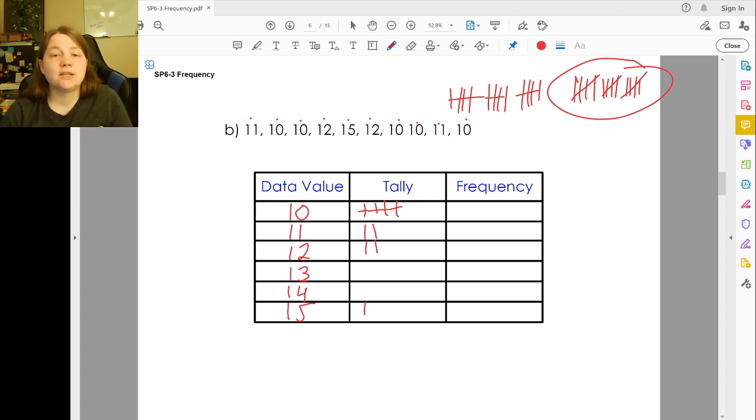But let's take a look at the frequency of each of these numbers. The frequency of 10 is 5. The frequency of 11 is 2. The frequency of 12 is 2. The frequency of 15 is 1. What is the frequency of 13? How many times did the number 13 show up? It didn't. So the frequency is 0. Same as for 14.